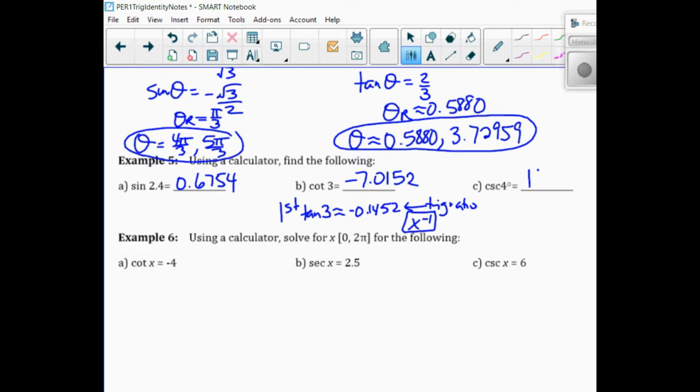Okay, and so what you get for that is 14.3355. Okay, so first off, if you didn't get that answer, did you change your mode back to degrees? So that's their first mistake. If you didn't, then you would find sine of 4 degrees, which I found was approximately, sorry, 0.0697, blah, blah, blah, and then you reciprocate that to get the cosecant. Okay, so it says using a calculator solve.